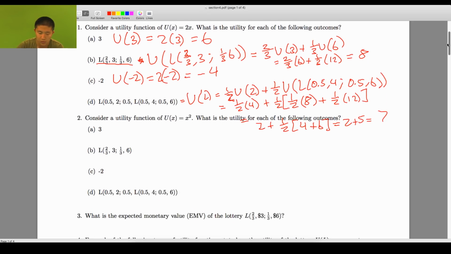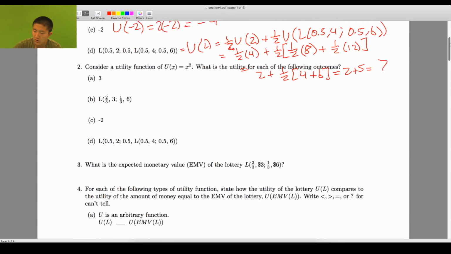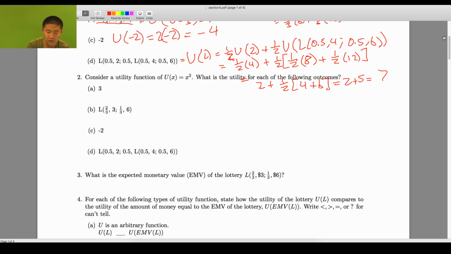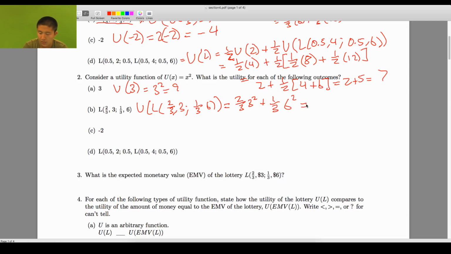Now, moving on to number 2, you basically do the same thing, but with a different utility function, which is x squared. So the utility of 3 is equal to 3 squared, which is 9. The utility of this lottery is equal to 2/3 times 3 squared plus 1/3 times 6 squared, which is equal to 2/3 times 9 plus 1/3 times 36, which is 6 plus 12, or 18. And the utility of minus 2 is equal to 4.